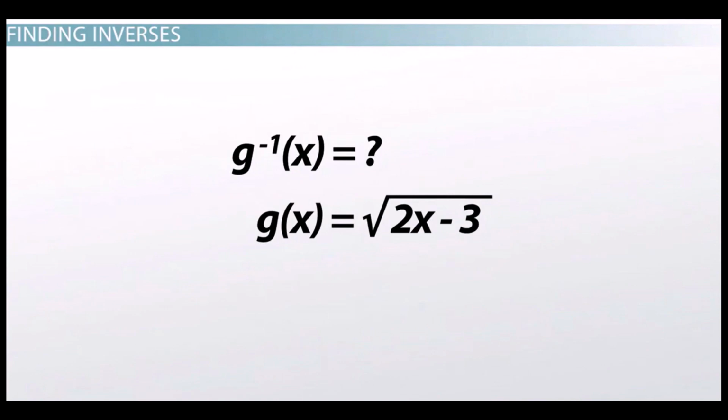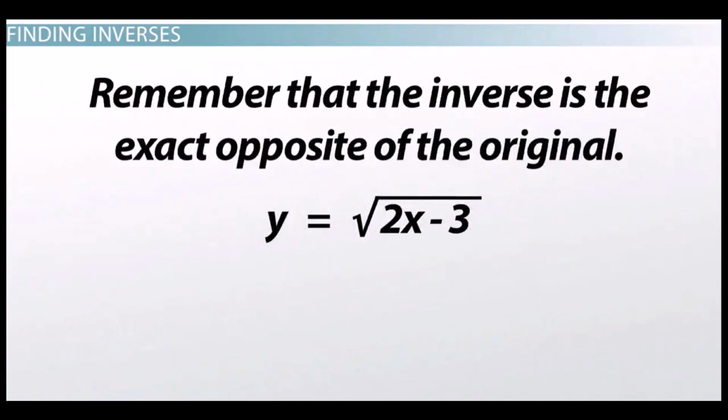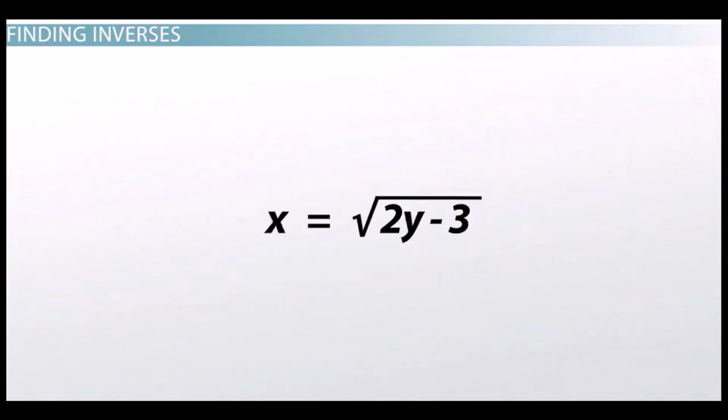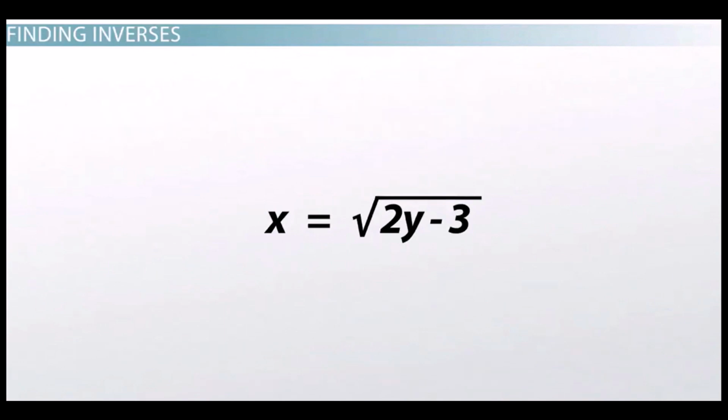Well, since g of x is really just a different way of saying y, we could rewrite our function like this. Now, relying on the knowledge that the inverse is a list of steps that are the exact opposite of the original, we can use the following trick to find any inverse function. Switching the x and the y, and now solving the equation for y with inverse operations, will provide us with the exact set of steps that will undo the original function.